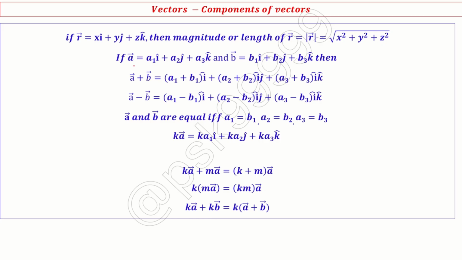Okay. And if A is represented as A1 i plus A2 j plus A3 k, and B is represented by B1 i plus B2 j plus B3 k, then A plus B, what you will do? You just sum up the x components, A1 plus B1, sum the y components, A2 plus B2, j.